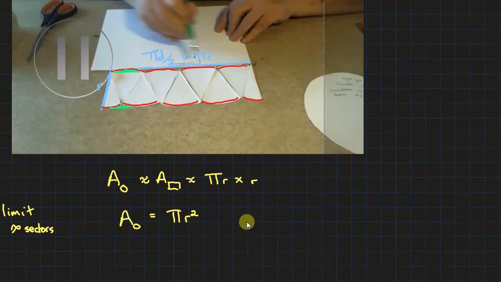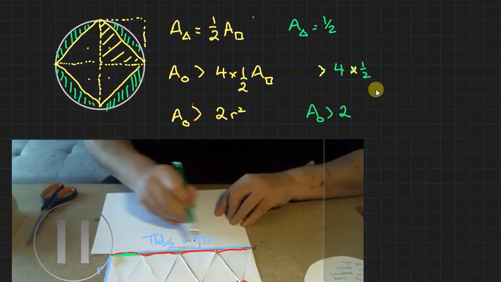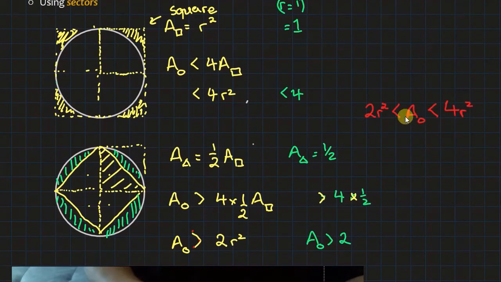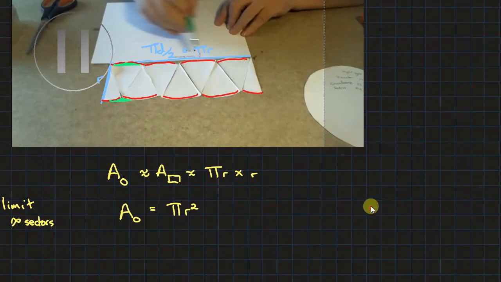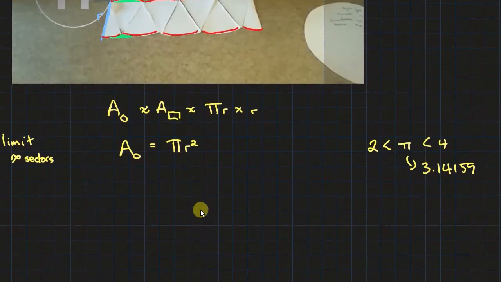And from the start of the video, we know the area of the circle is somewhere between 2r squared and 4r squared. Well, that number between 2 and 4 is pi. Pi being 3.14159 and continues forever. So we've got the area of the circle formula. So now we can actually calculate some areas.